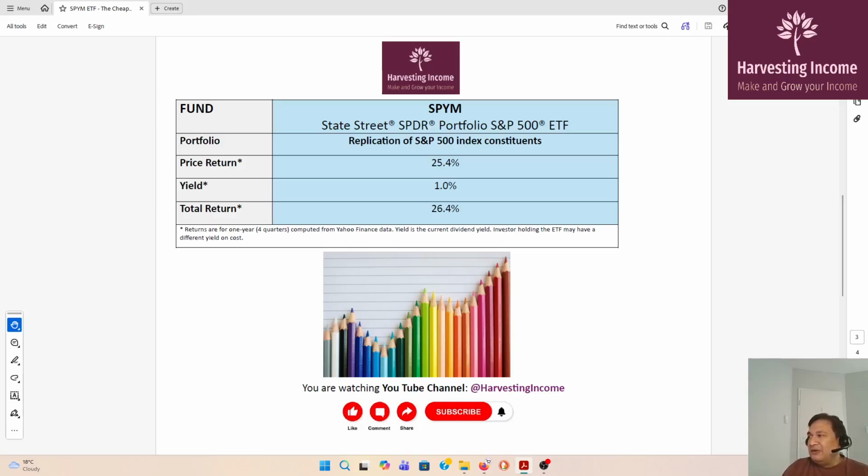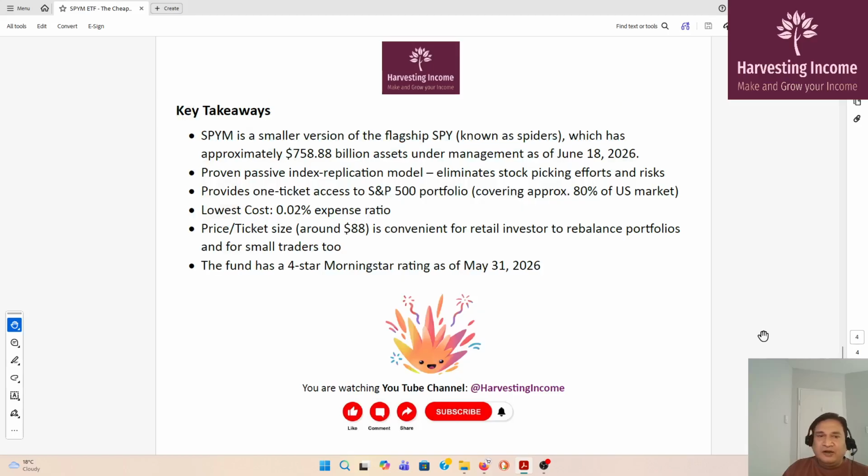Okay, so that's the simple summary of the fund, but I want to just share a few takeaways why someone should consider SPYM when you have the Vanguard and other options. Okay, one reason is the low cost. I mentioned that in the fourth point, 0.02% expense ratio.